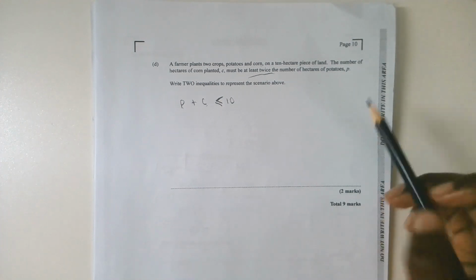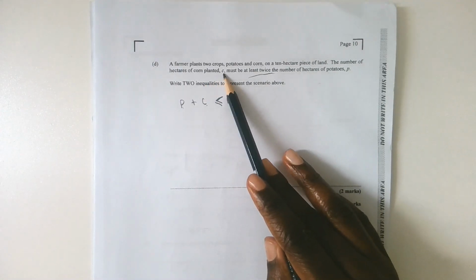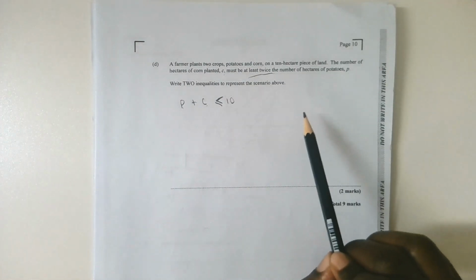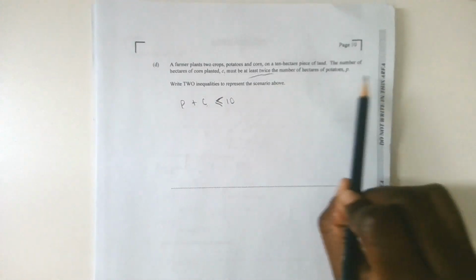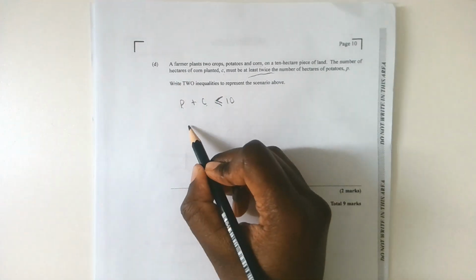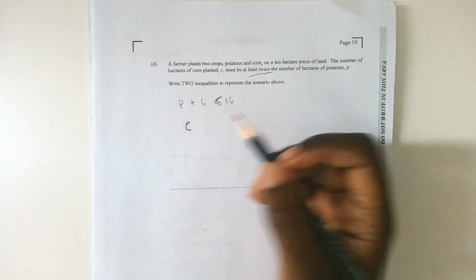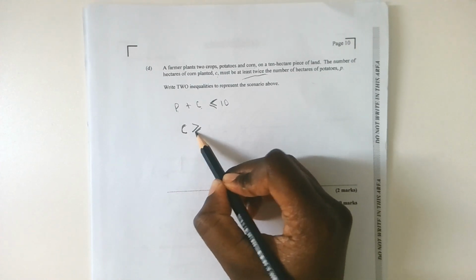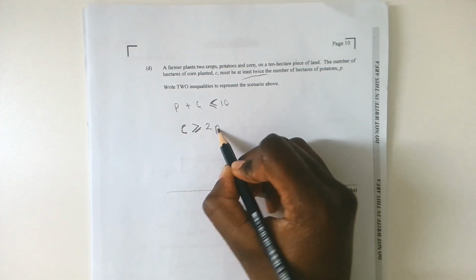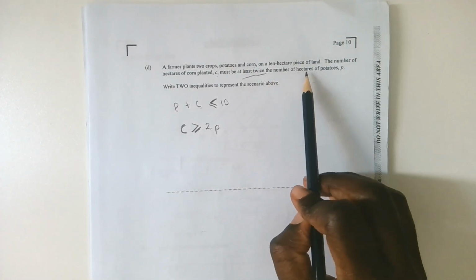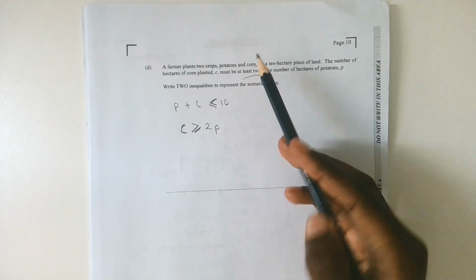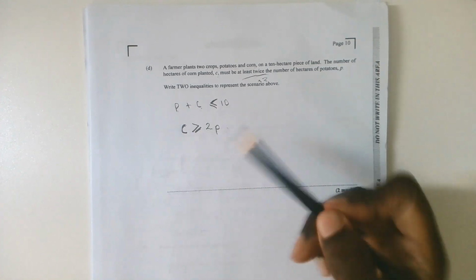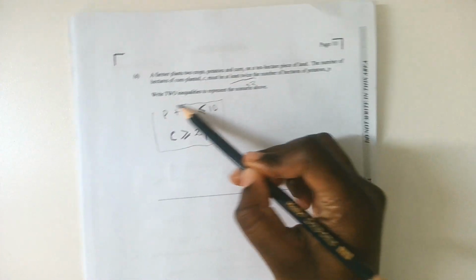Second inequality, it says the number of hectares of corn planted C must be at least twice the number of hectares of potatoes. So the number of hectares of corn C has to be at least twice the amount, so it has to be greater than or equal to 2P, 2 times the hectares of potato. Twice means times 2. So 2P. And that is our 2 inequalities.